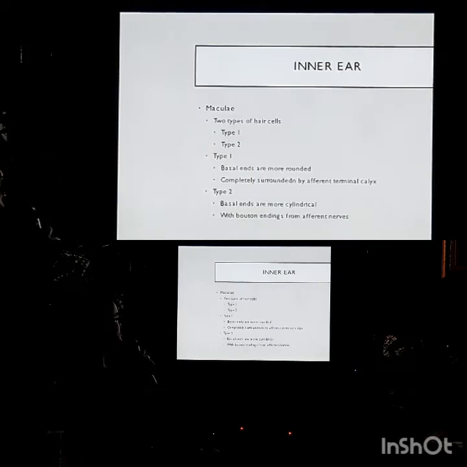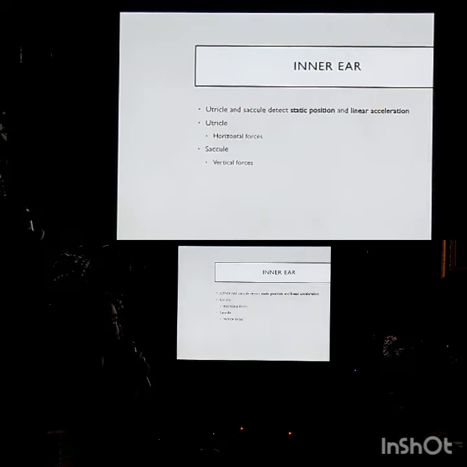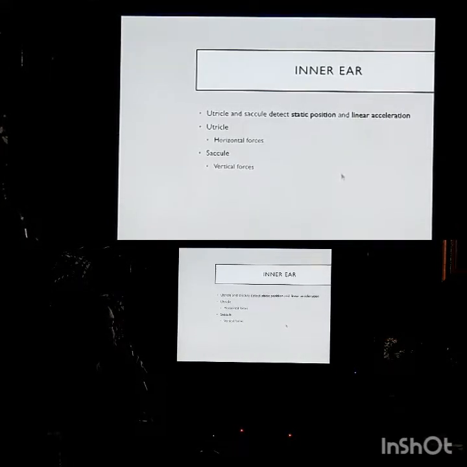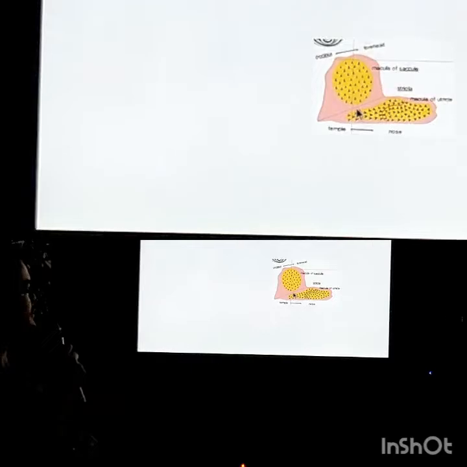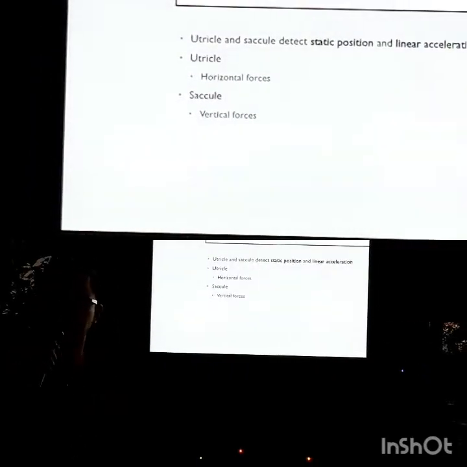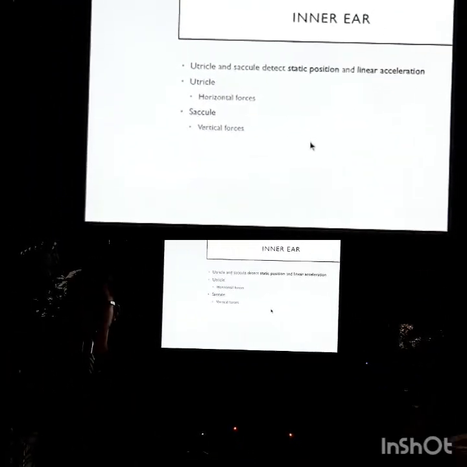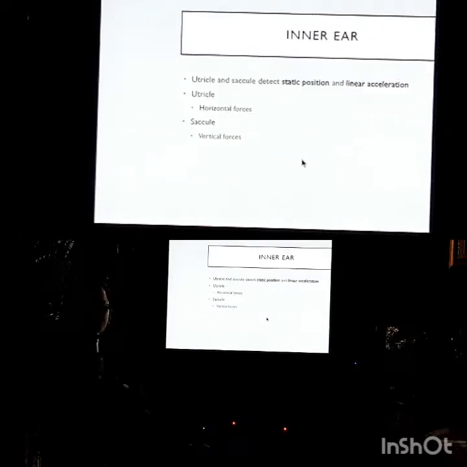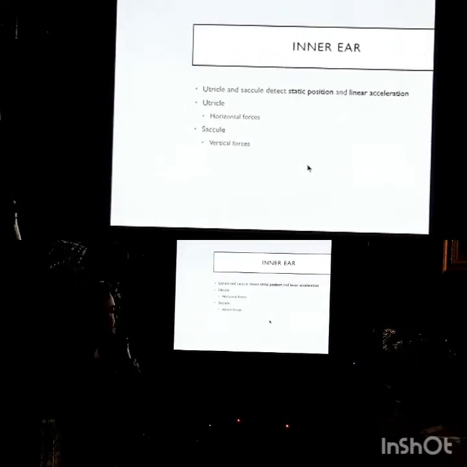Okay. So also remember that the maculae have 2 types of hair cells. You have type 1 and type 2. Okay. So this is an illustration of the utricle and saccule. As you can see here, this is the macula of the saccule. This one is the macula of the utricle. So how would you remember utricle? Horizontal, saccule, vertical. Okay?